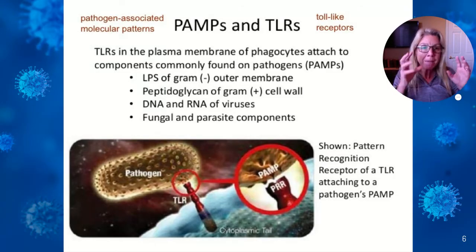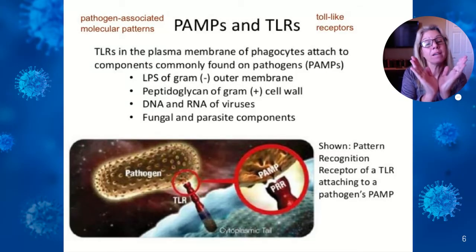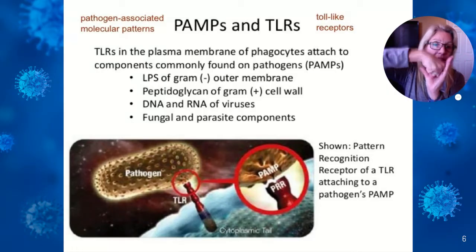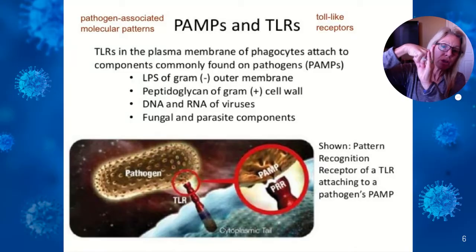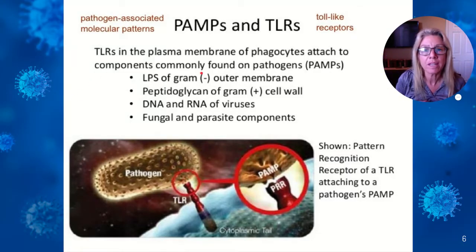Okay, so PAMP is the bad guy, something on the bad guy, and then toll-like receptors. Remember, receptors are the beginning of a signal transduction pathway. The PAMP gets in the receptor, and they're called toll-like receptors. And this would trigger some sort of response. So you can see right here, TLRs in the plasma membrane, receptors of phagocytes.